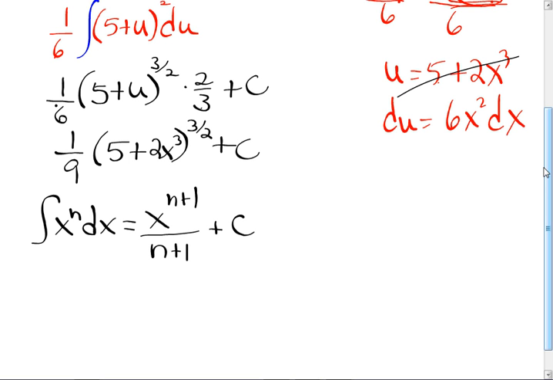Okay, one more. This is a tricky one. See if you guys can see it. I think it's tricky. Now, the homework problems, the only way you're going to get good at this is through the homework. You need practice.